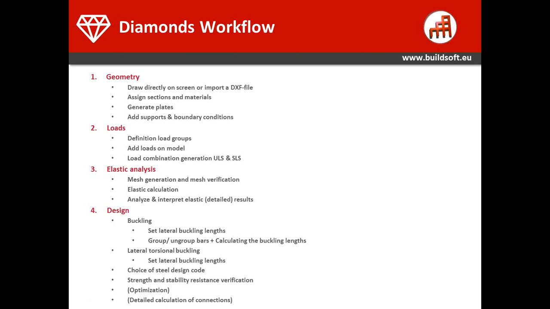And finally, we will do Eurocode steel verification, so that is step 4. Here we will set the correct parameters for buckling and for lateral torsional buckling, and we also set the correct steel design code. And finally, we will, of course, ask the software to perform the steel verification, or the strength and stability verification. And then we can choose to do an optimization of the cross sections, and there's also the possibility to do the detailed calculation of the connections.